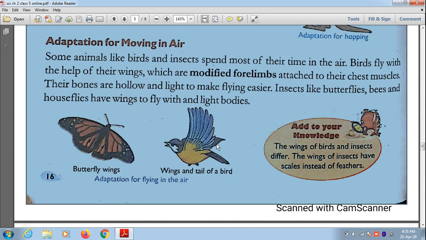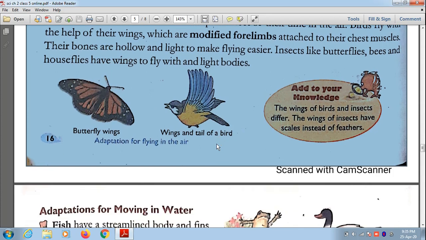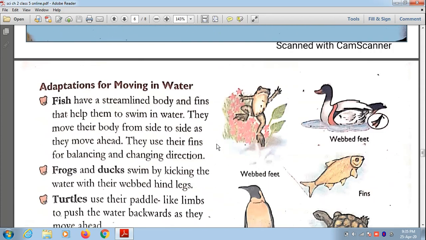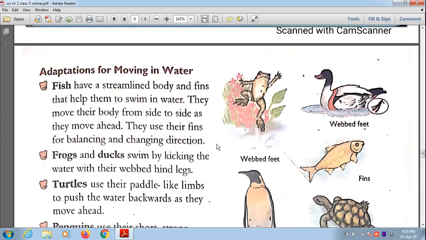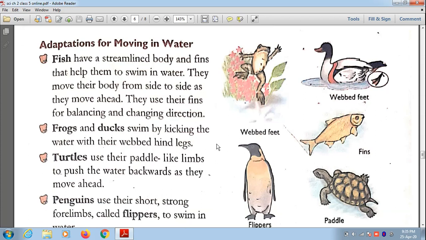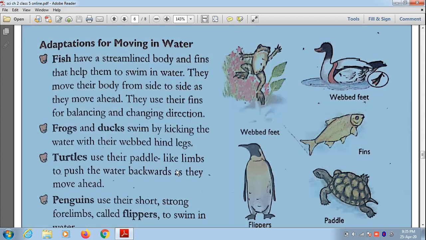Otherwise it will be too difficult for birds to fly if their bones were like ours, rich in phosphorus, calcium and other minerals. Then they wouldn't be pneumatic bones and they won't be able to fly anymore. Now, adaptations for moving in water.